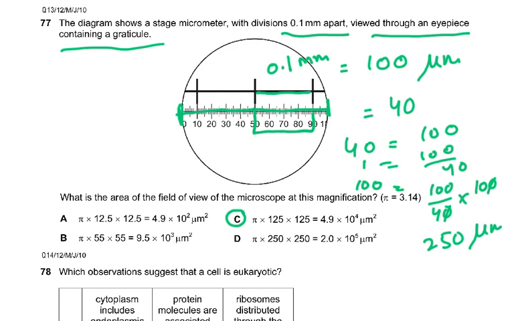So 40 is equal to 100 micrometer. Now because it's simple, 1 will be 100 over 40, 100 will be 100 over 40 into 100, and that's 250 micrometer. This would be the diameter, so the radius would be 125. Then 125 into 125, pi r squared, pi r squared. So radius twice, and that would be the answer.